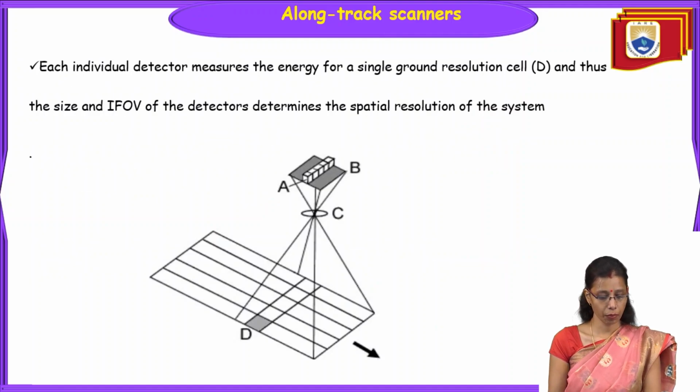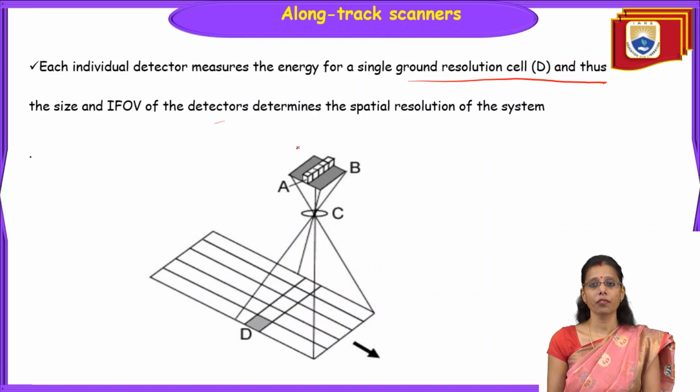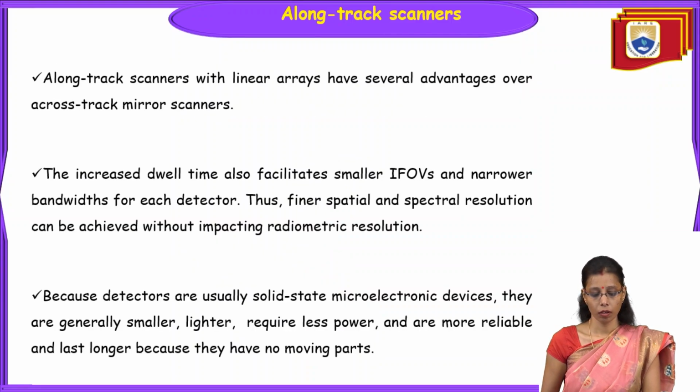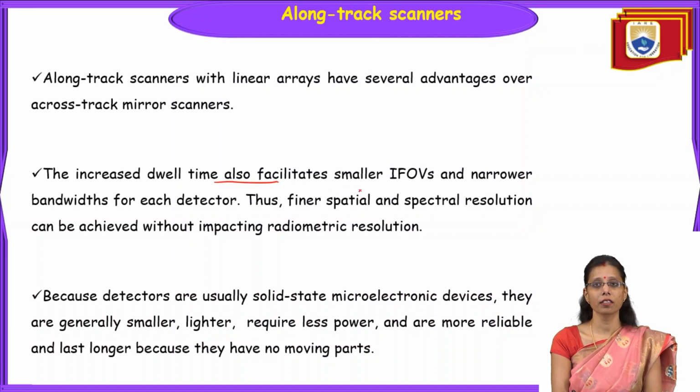So here, the same picture, in a different way. Each individual detector measures the energy of a single ground resolution cell, and thus the size of the IFOV of the detectors determines the spatial resolution of the system. Now, along the track scanners with linear arrays have several advantages over the across track mirror scanners, like the increased dwell time, which also facilitates smaller IFOVs and narrower bandwidths for each detector. Thus, finer spatial and spectral resolution can be achieved without impacting the radiometric resolution.